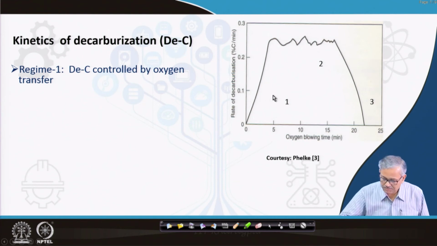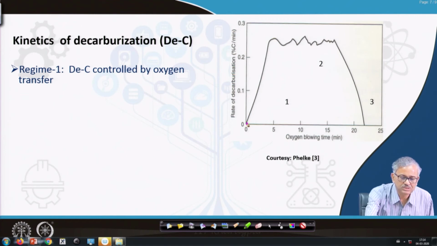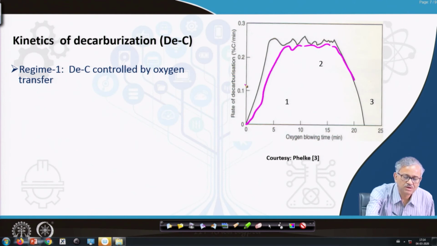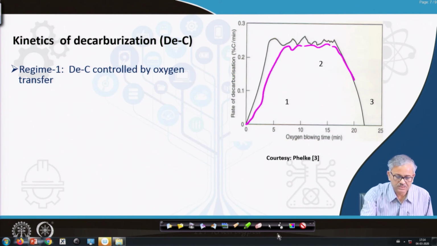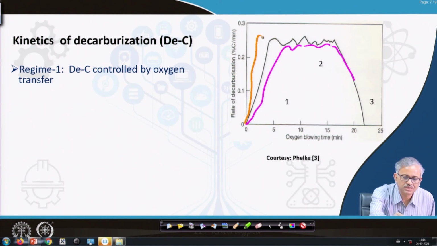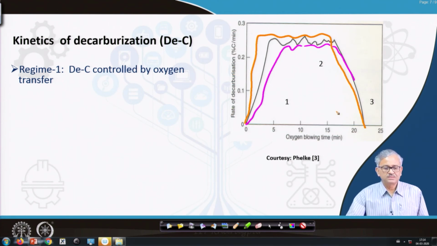So the initial rate may be like this. It can go this way, it can go this way and then come down, or it can go this way also. What I am trying to say is that it can go like this also. In this case the decarburization rate initially is very fast. If you do the hard blow, then your decarburization rate will be very fast. If you make a soft blow, the decarburization rate may be like this, or this is a normal case.